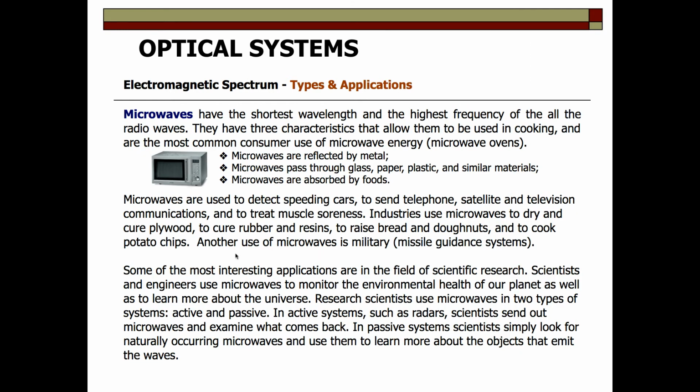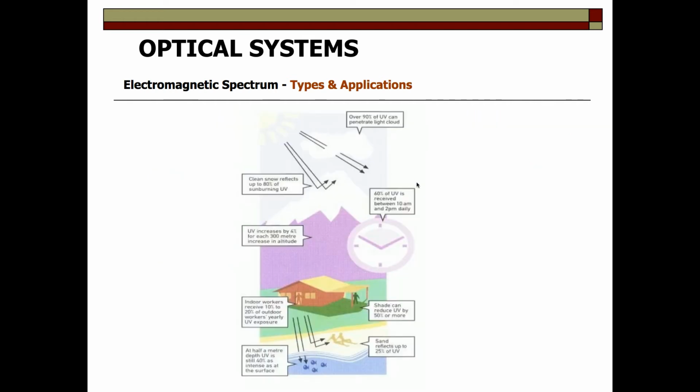Okay, and of course, microwaves. You're all familiar with using those to heat up food. So, of course, some of the do's and don'ts. Microwaves are reflected by metal. So typically, if we put metallic objects in there, we will get some sparks flying. They will pass through things such as glass, paper, plastic, and similar materials. So these are things that are going to be microwave safe. Although my preference is glass.